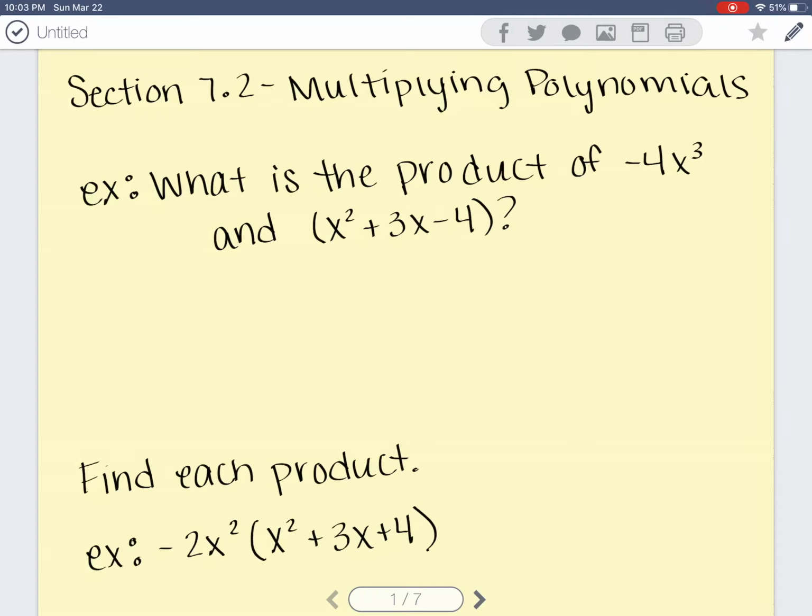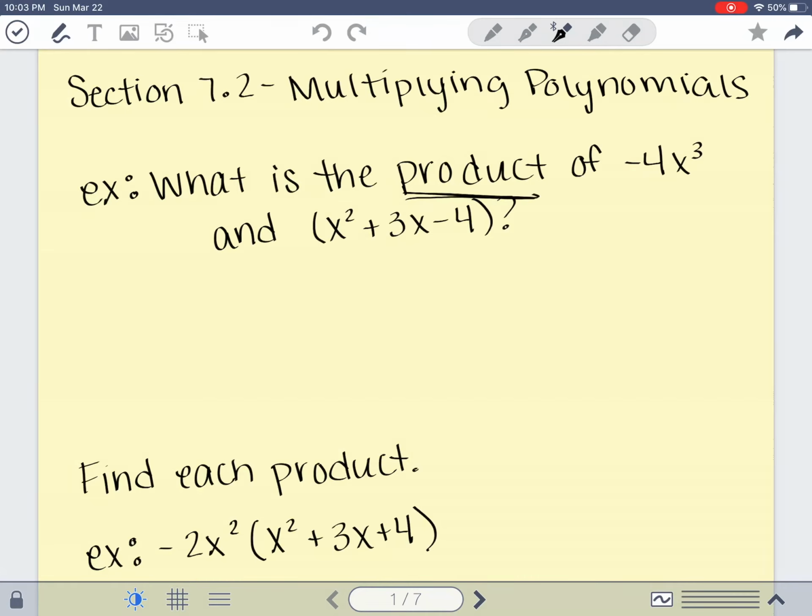So we are going to start by multiplying polynomials today. Our first example says, what is the product? Remember that product means that we are multiplying. So what is the product of negative 4x cubed and the quantity of x squared plus 3x minus 4? A lot of times you will see it written out just right next to each other. And what we're going to do is distribute this to each item.